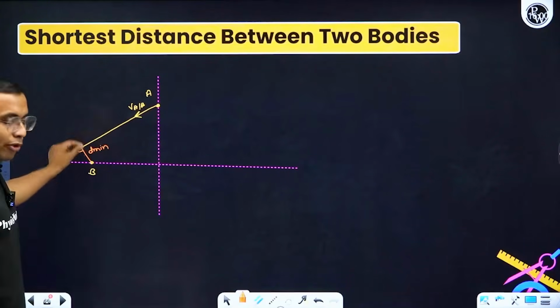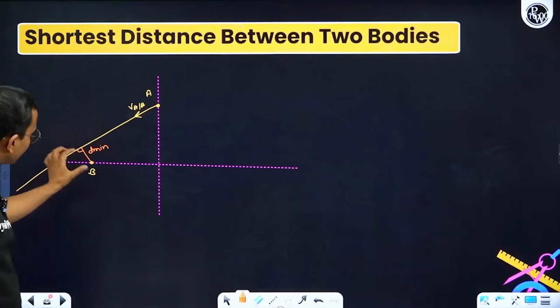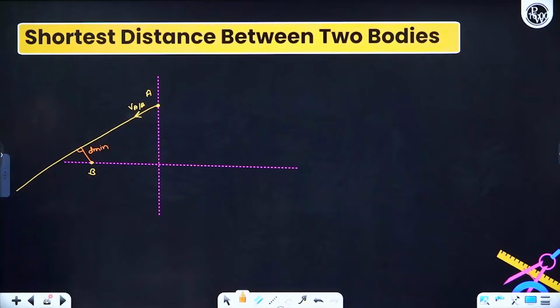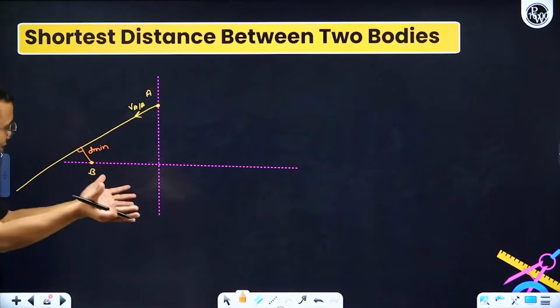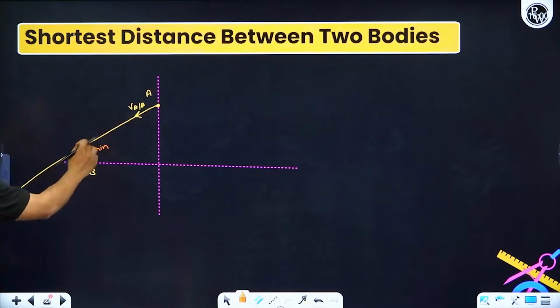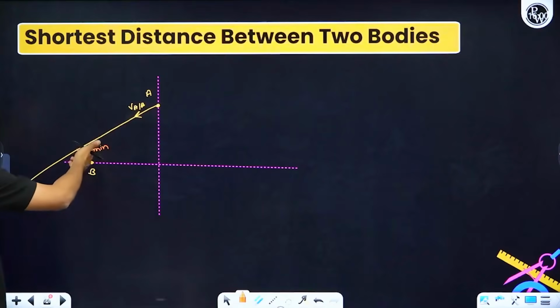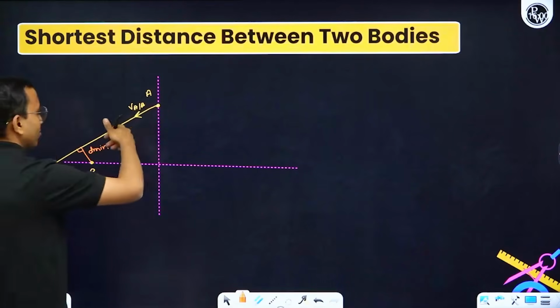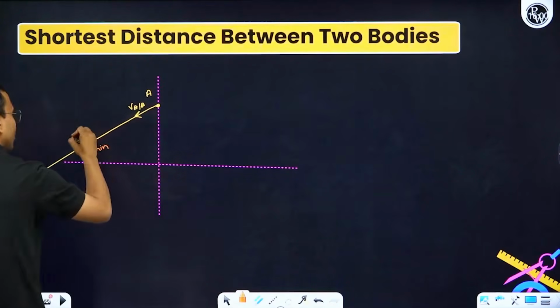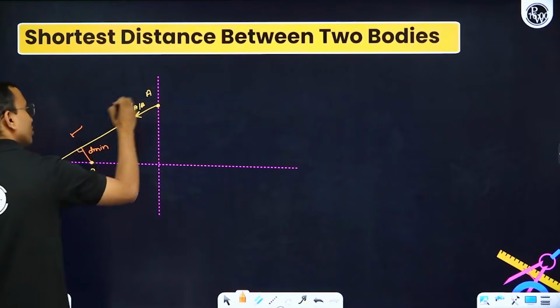The minimum distance of a point from a line is the perpendicular distance. So this perpendicular distance will be my minimum distance. Whatever things are given, you take the help of those to find this d minimum. And if you find this d minimum, you also have to find t minimum, so you can find this distance also.